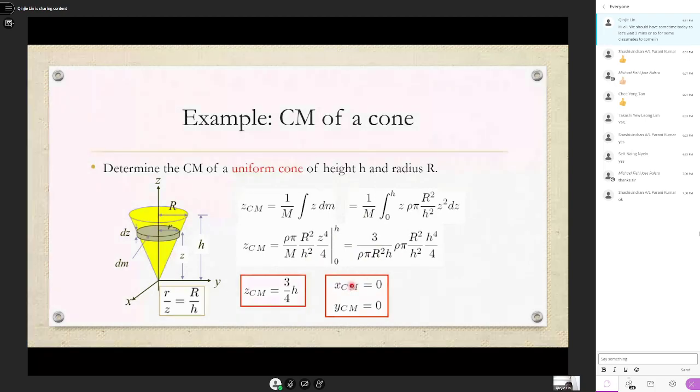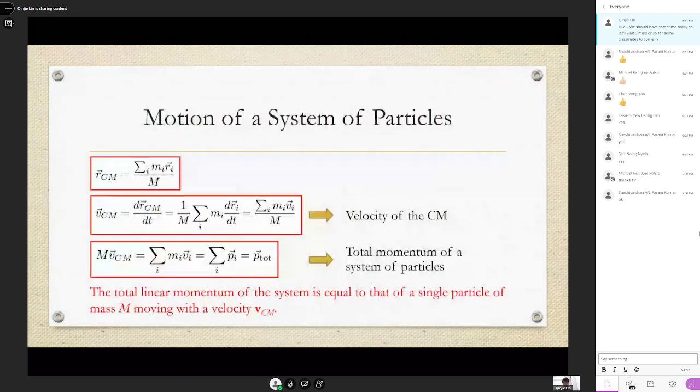Then x_cm and y_cm don't need to be calculated. Obviously, it will be on the z-axis itself, so both are 0. Okay, so that's how we calculate center of mass.